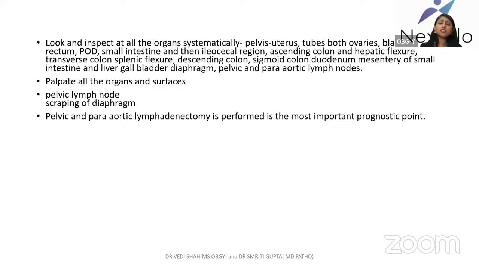And lastly, the undersurface of the diaphragm is to be inspected, followed by assessing the pelvic as well as the para-aortic lymph nodes. In all these organs, you need to look for any kind of visible growth present on such structures. Once that is done, you have to again palpate these organs and surfaces, and any kind of growth that is present is to be sent for cytopathological examination. The pelvic and para-aortic lymph node assessment is going to determine the prognosis of such a case.